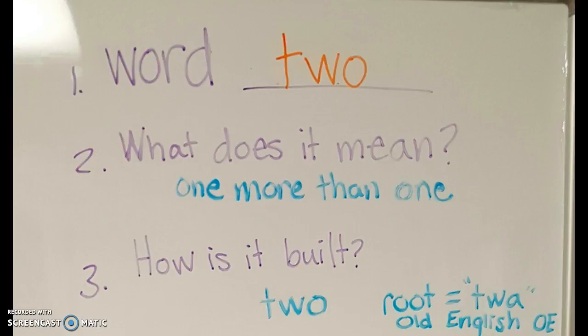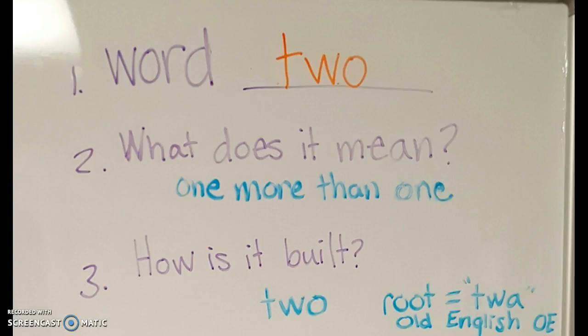Hello, this is Mindy Wheat, and I want to just give you some history on the word two, as in the number two. So first, this is what the number two looks like. It's spelled with the letters T, W, and O. Now, what does this word mean?